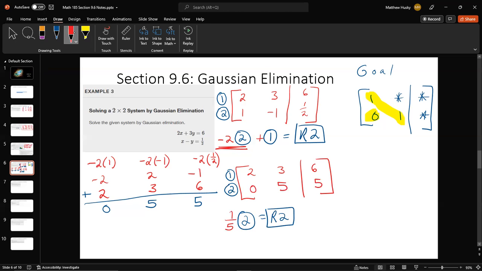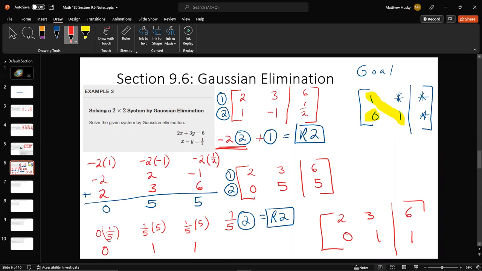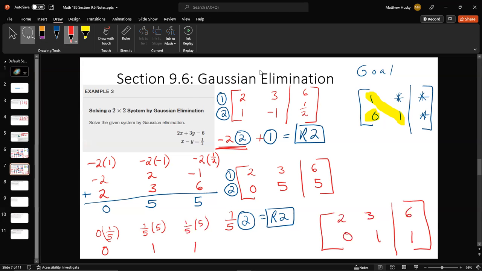So if I do 0 times 1/5, that's just 0. If I do 1/5 times 5, that is going to be 1. And if I do 1/5 times the other 5, which is this one over here, that will give me 1. So now what I have is this. I have 2, 3, 6. I have 0, 1, 1. Let's pick up the story from there.